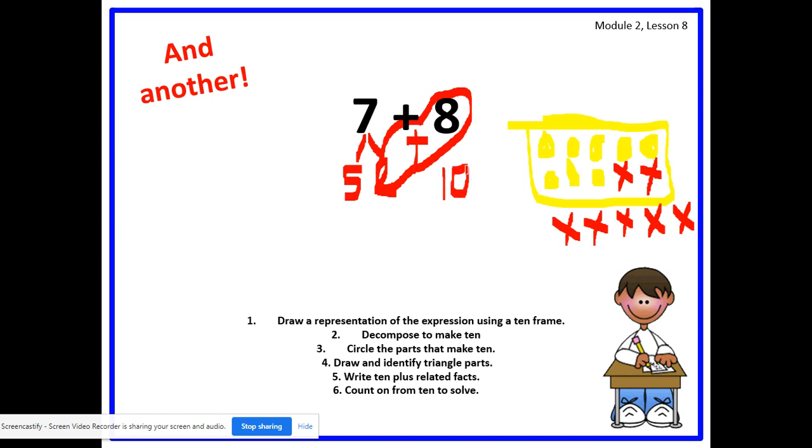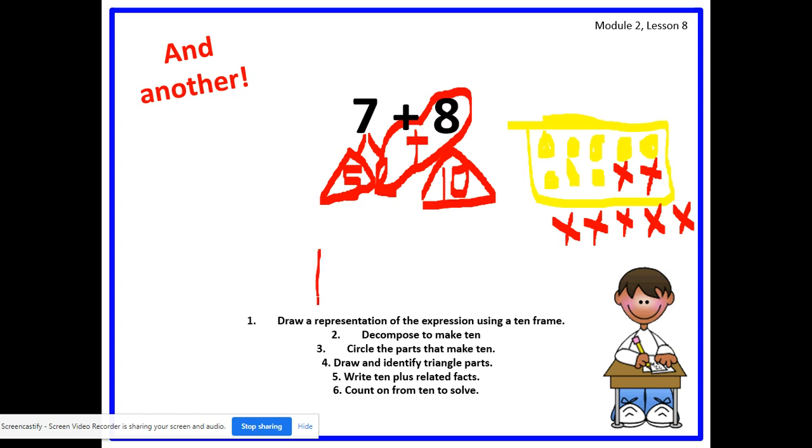Now, draw and identify triangle parts, meaning you should be drawing 2 triangles. Press play to check your work. You should have drawn a triangle on 10 and 5 because they're your leftover parts. That means we still need to use them and add them together.